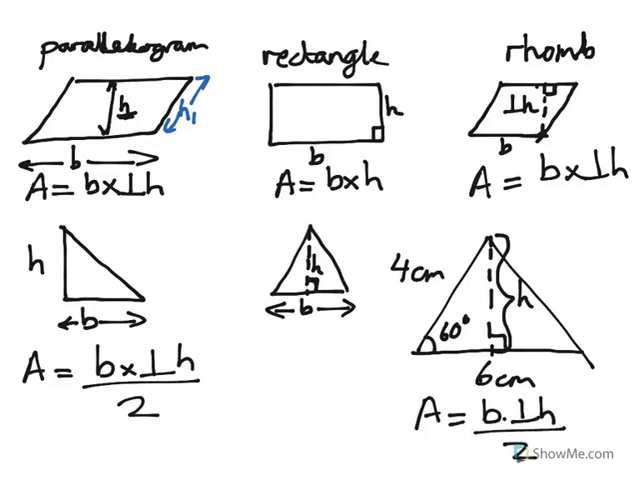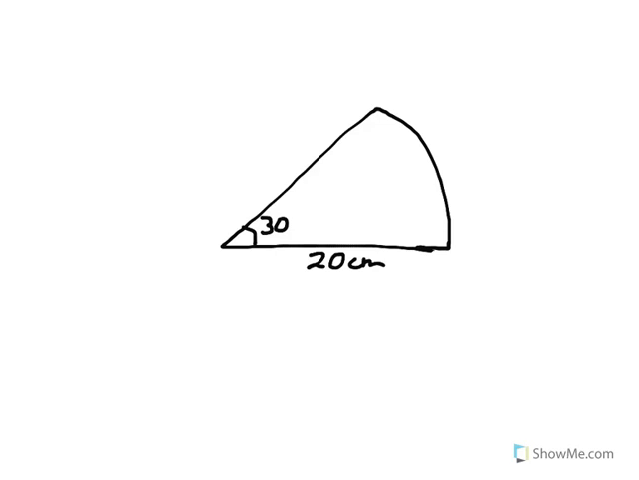The most common mistake that I see is that you forget to divide the area of the triangle by 2. You've got to imagine that a triangle is like half a square, half a rectangle. So it's super important to remember that.